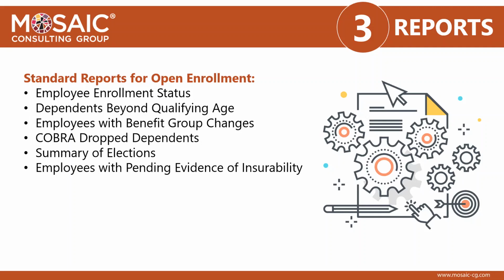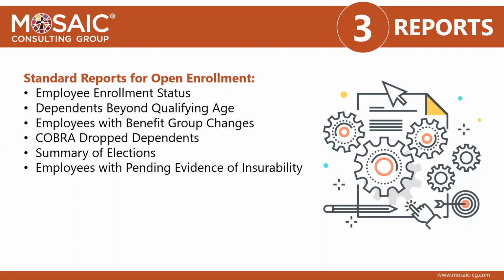COBRA drop dependents report includes any dependents that were dropped due to elections made in the open enrollment session. And the age column data on this report is also based on the dependent's age as of the session effective date. Summary of elections is something I use with my clients quite often. This includes all elections that have been submitted. And this should be monitored closely during the session window to ensure that all of your employees are correct.